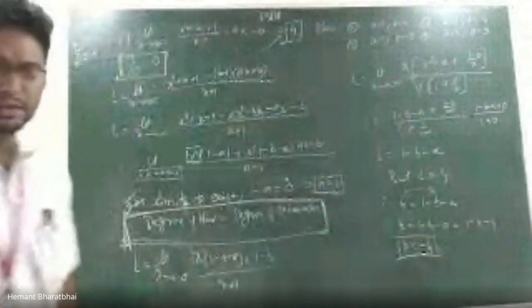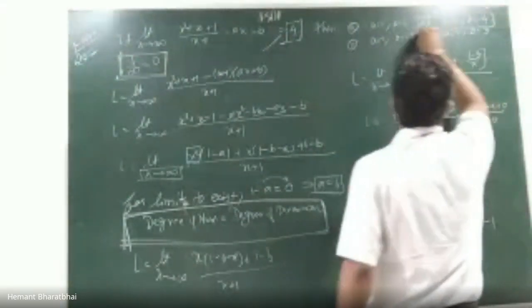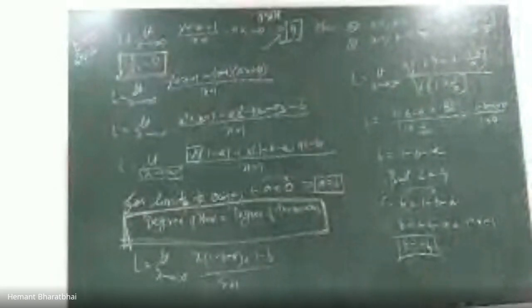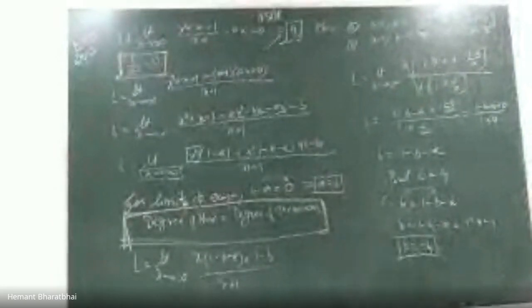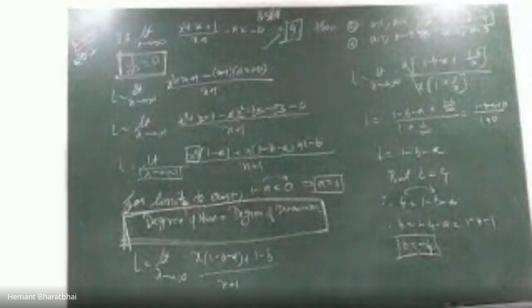So I've got the value of a as 1. I've got the value of b as minus 4. So option number B is my answer. Option number B is my answer. A is equal to 1, B is equal to minus 4. Hope everyone has understood the numerical. Okay, please take the screenshot.